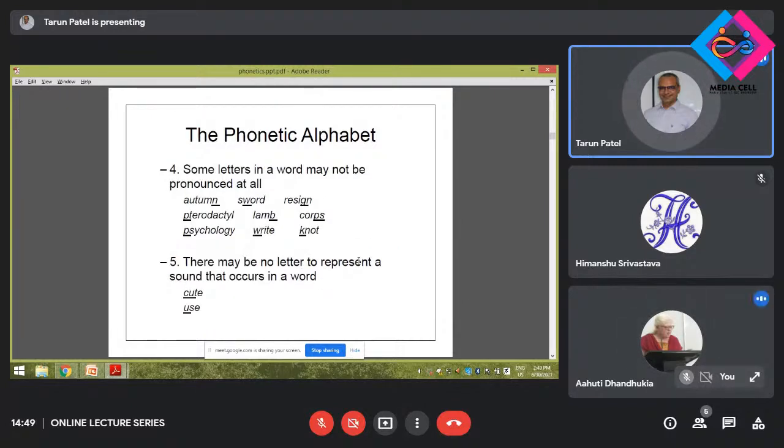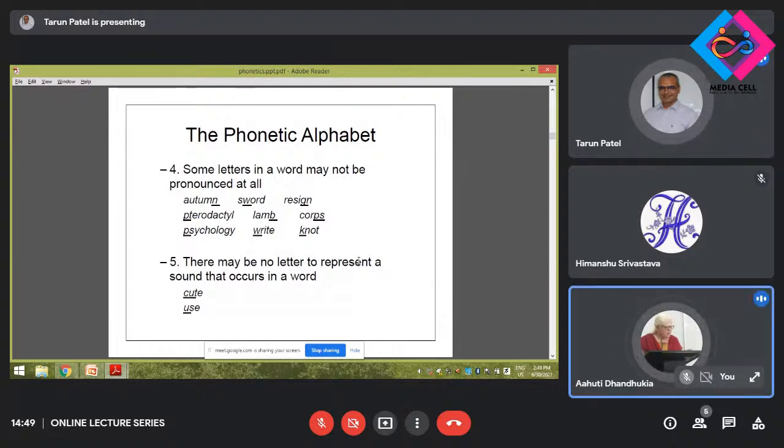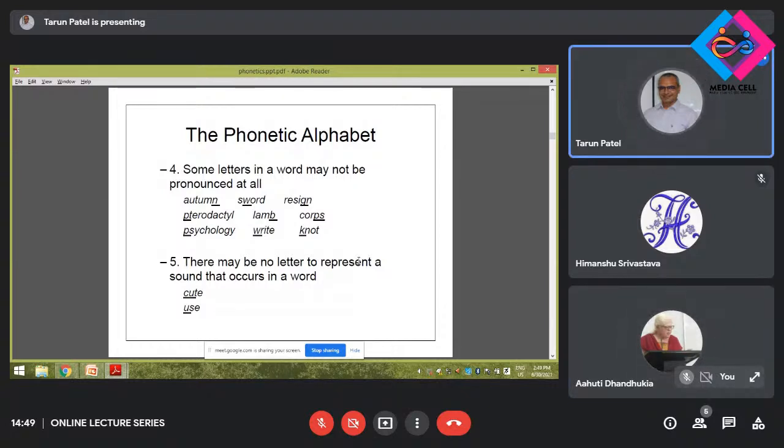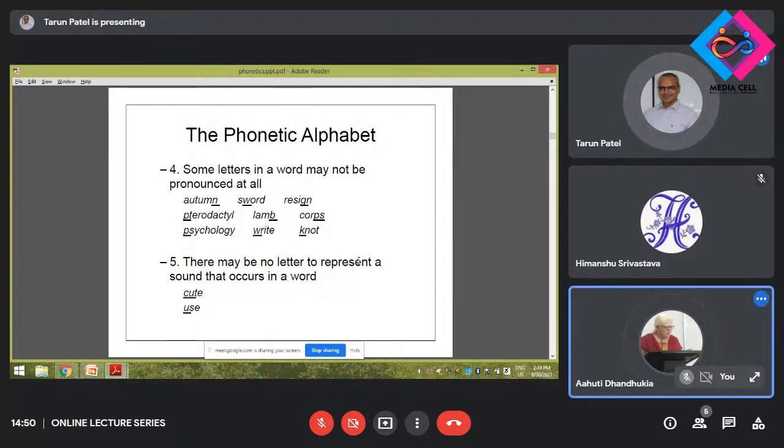And some letters in a word may not be pronounced at all; we call them silent letters. Autumn, sword, resign, then lamb, we don't say the b. We have course, psychology, as was mentioned twice. We have right, we don't say the w. And similarly, not. And there may be no letter to represent a sound that occurs in a word, like cute, used.